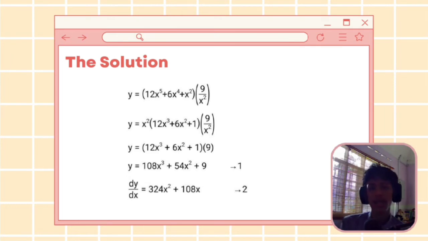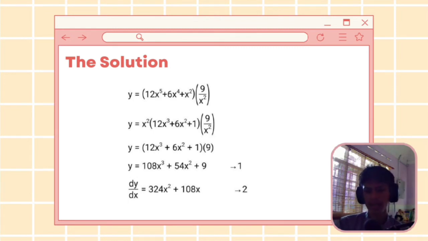The reason why x to the power of 2 is gone is because x to the power of 2 divided by x to the power of 2 is going to be 0. And then y equals 108x to the power of 3 plus 54x to the power of 2 plus 9 after we multiply all of it by 9. And the next one, we're going to differentiate it. It is going to be 324x to the power of 2 plus 108x.